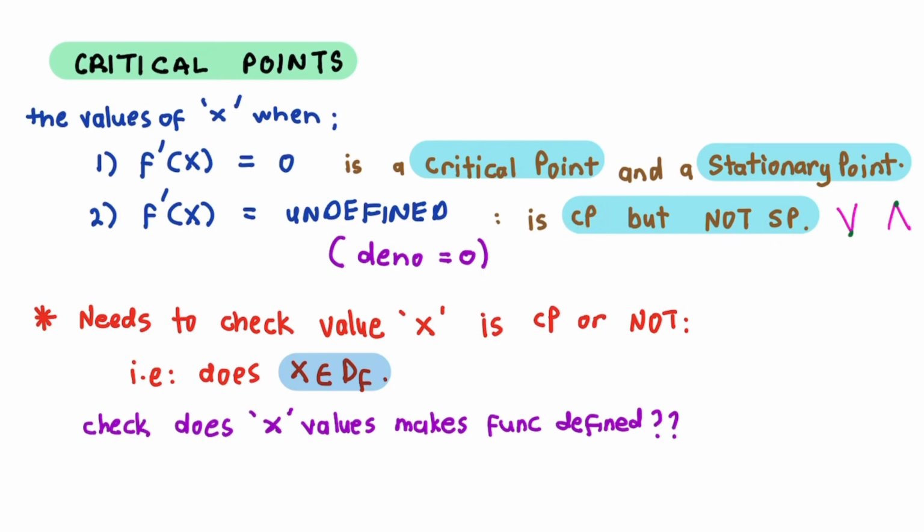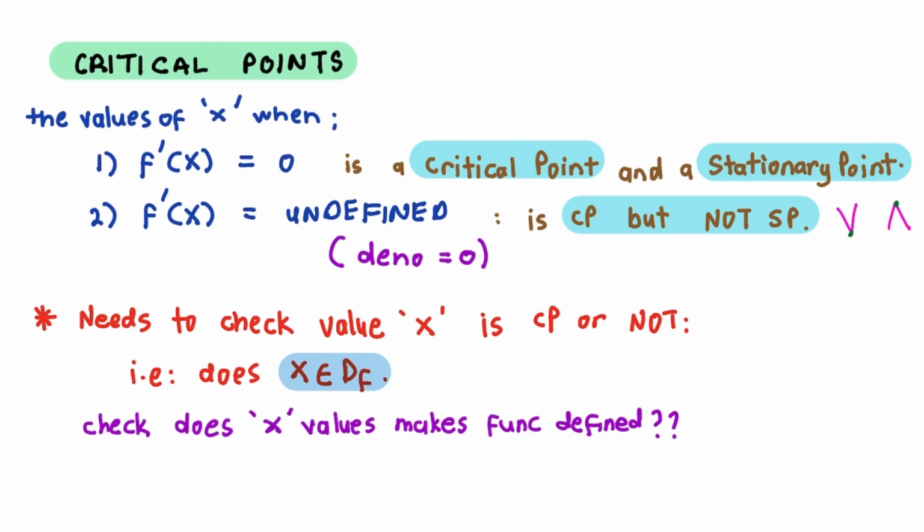From the graph just now, this is the sharp curve. And we can also find it by calculation, which is f'(x). We just equate it to undefined. So when your f'(x) is undefined, this is when your denominator is equal to 0. I will show you the example after this.